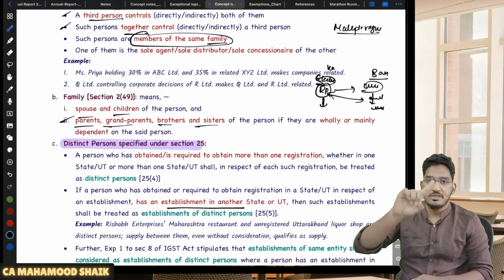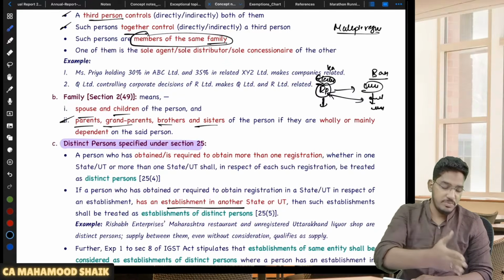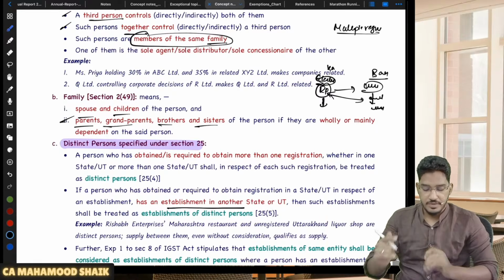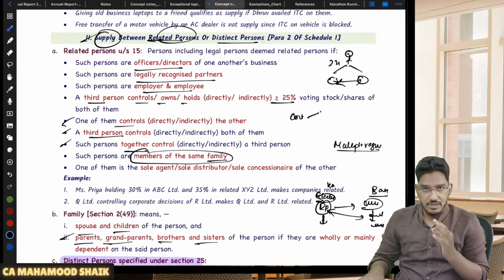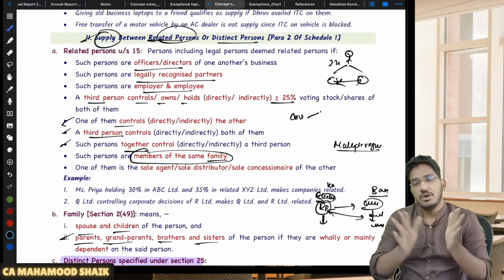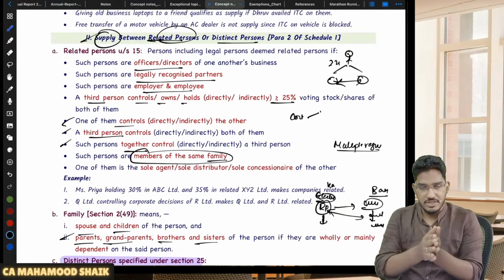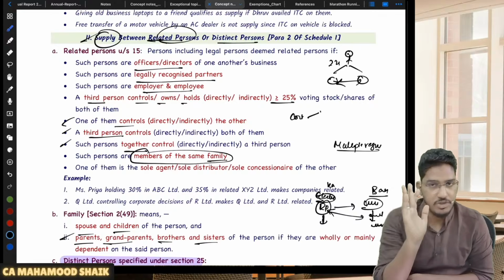If you are having multiple registrations under the same PAN, either within the same state or a different state, distinct person, or you have a registered place of business in one state and an unregistered place of business in another state, establishments of distinct person. Now why are we understanding this? Because in para number 2 of schedule 1 they have told that if there is any supply of goods or supply of services happening between two distinct persons under section number 25 or between related persons, even without consideration, it will be qualified as supply, and on that you will be liable to pay the amount of GST.